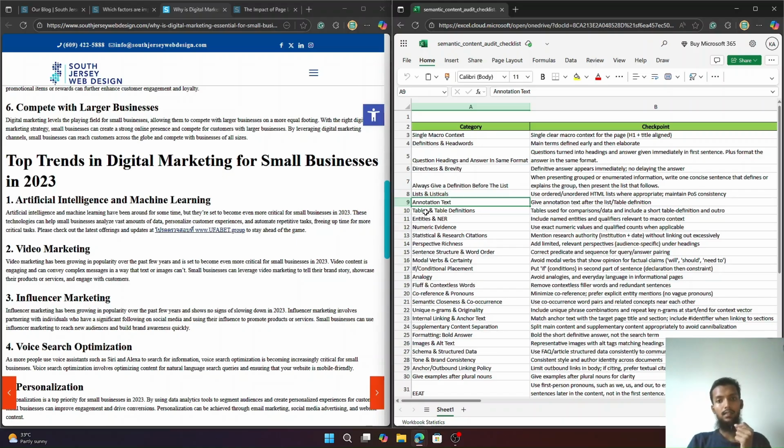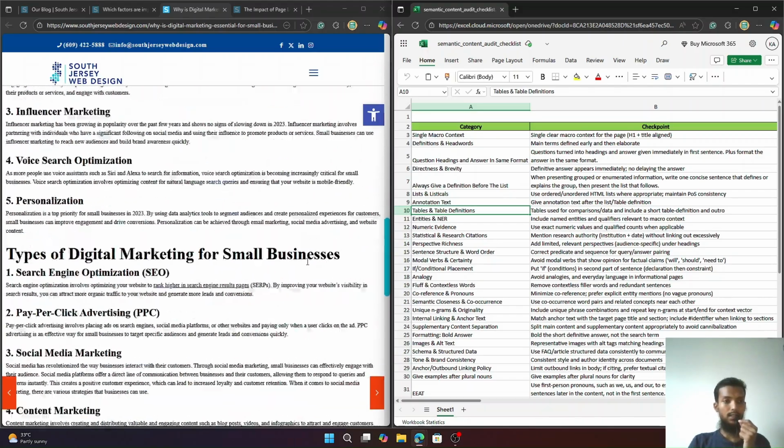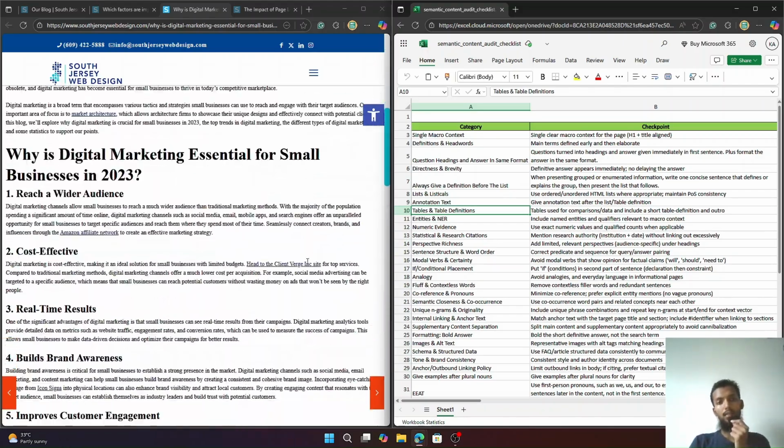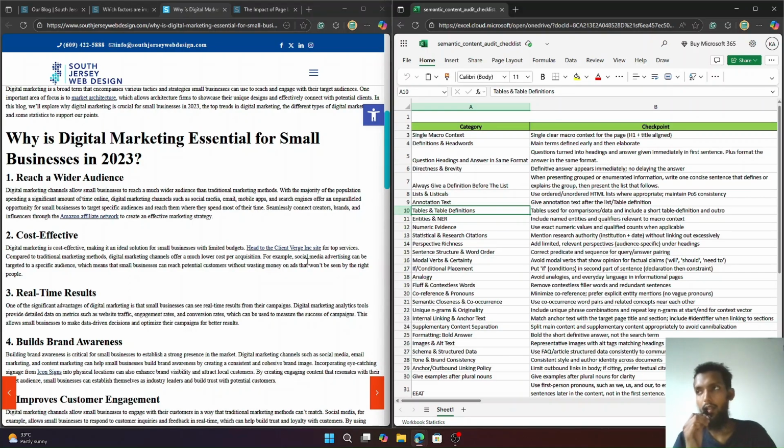Now next is table and table definitions. They don't put any tables or table definitions, but this is the same kind of thing, like giving the list definition, also giving the table definition if you are putting a table.